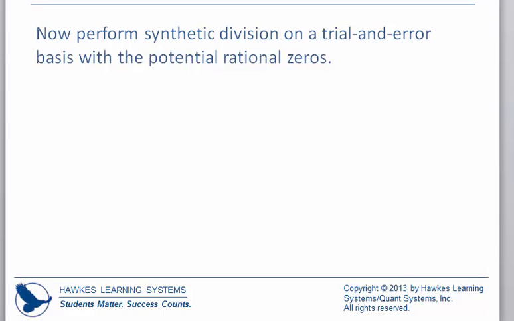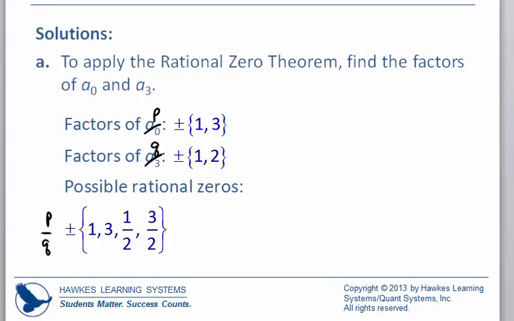So our book tells us to use synthetic division on a trial and error basis with the potential rational zeros. What this means is that we're going to take these numbers, the 1, the 3, the 1/2, the 3/2, the -1, the -3, the -1/2, and the -3/2, and we're going to set up a synthetic division for each.